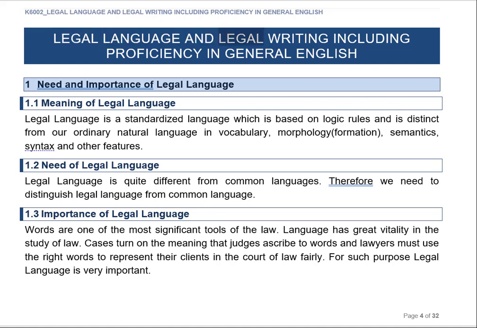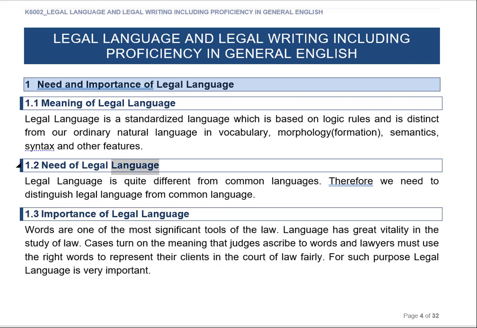Legal language and legal writing, including proficiency in general English. Need and importance of legal language. Meaning of legal language. Legal language is a standardized language which is based on logic rules and is distinct from our ordinary natural language in vocabulary, morphology, formation, semantics, syntax, and other features.